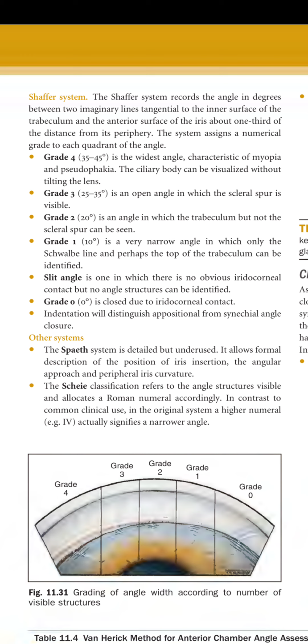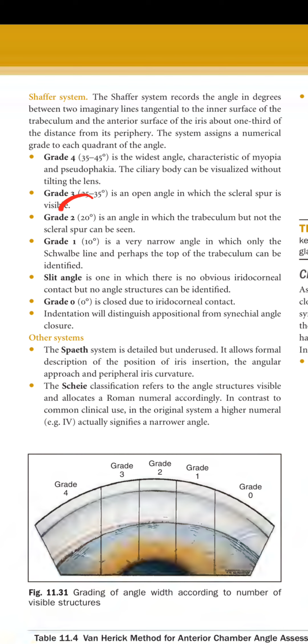Grade 2 is an angle in which the trabeculum but not the spur can be seen. Grade 1 is a very narrow angle in which only the Schwalbe line and perhaps the top of the trabeculum can be identified. Slit angle is one in which there is no obvious iridocorneal contact but no angle structure can be identified. Grade 0 is closed due to iridocorneal contact. Indentation will distinguish appositional from synechial angle closure.